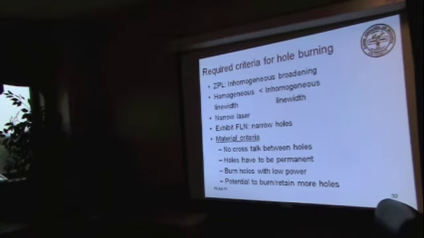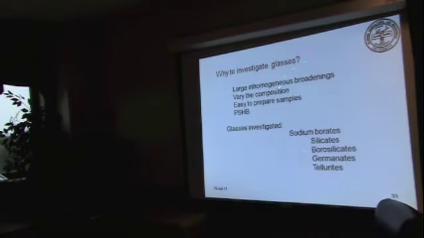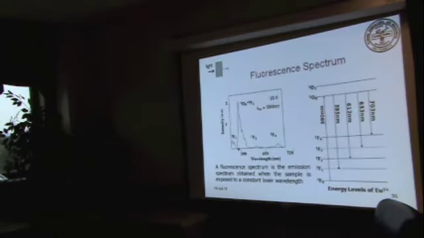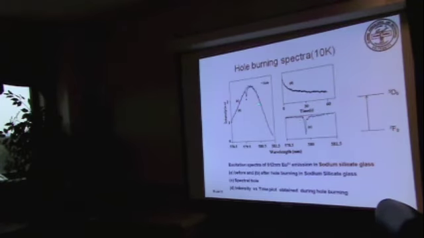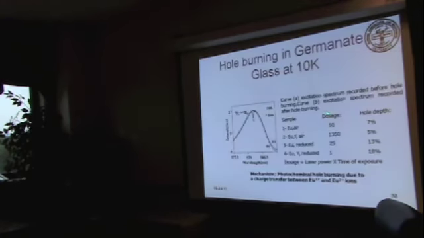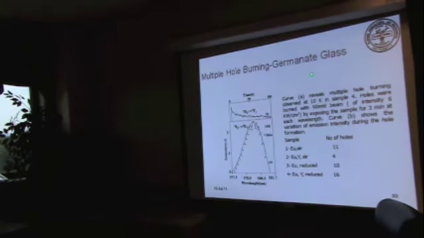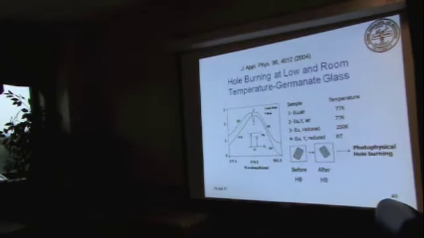Okay. So now we don't have time. I will show you some of the things we tried: silicates, borosilicate, germanates, and tellurite. And see here, there's the hole. This was a bonded glass at 10 K. And for example, in germanate glass, see here, is an example of a photophysical hole burning.